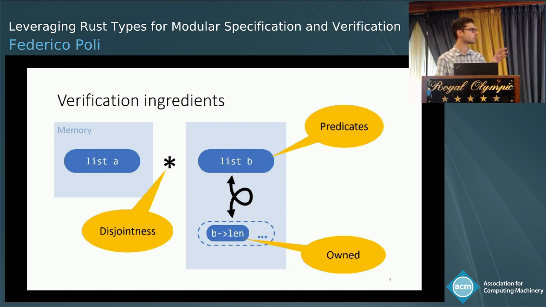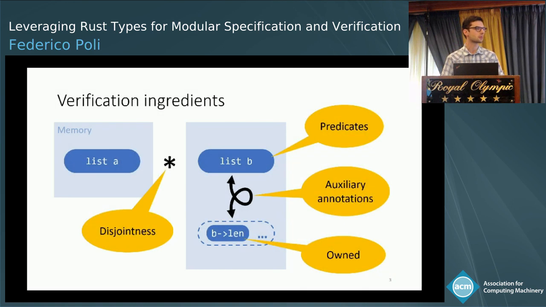And in these program logics, how you change from a representation in which you see a list B, to a representation in which you see a particular field of it, is achieved using some auxiliary annotations. For example, whenever you want to replace a predicate with a definition of the predicate, you can use an auxiliary annotation, and the other way around. So these ingredients are very powerful.